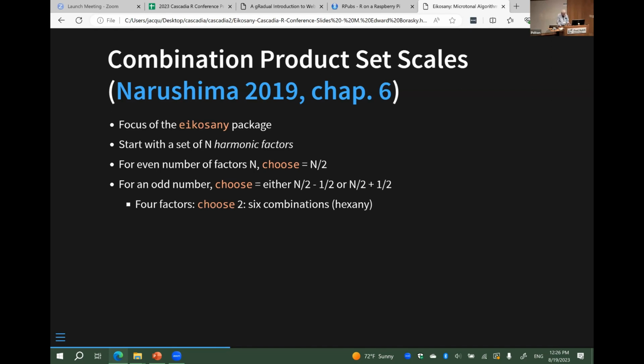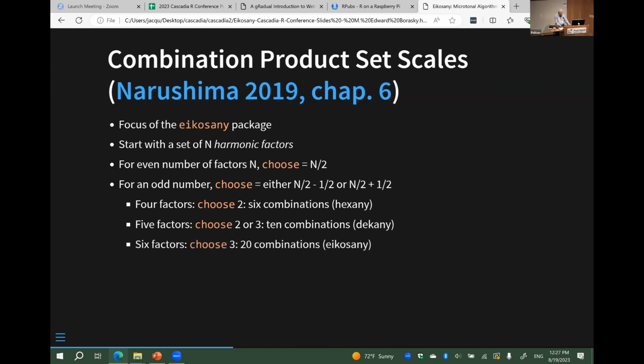For 4 factors, you choose 2. There's 6 combinations. That's called a hexany. Hex is like the Greek word for 6. If you have 5 factors, you choose either 2 or 3. And either way, it works out to be 10 combinations, which is called a decany. And if you have 6 factors, you choose 3. So that's 20 combinations, and that's the eikosany.